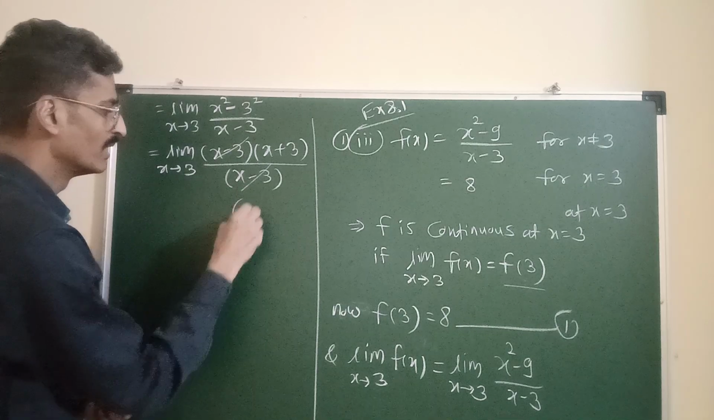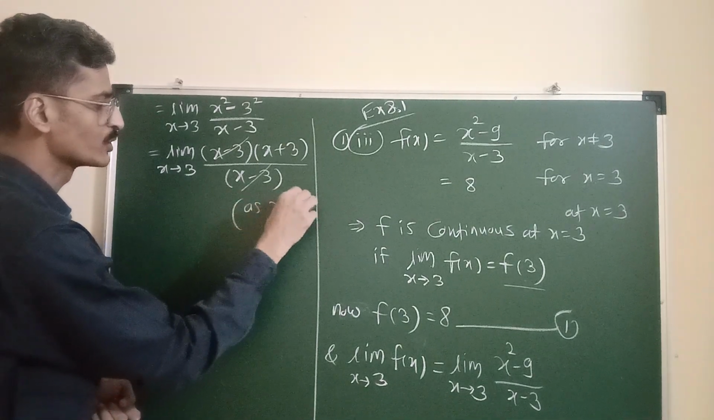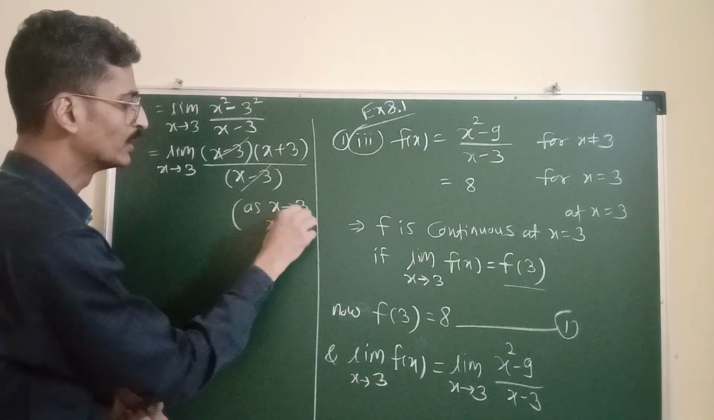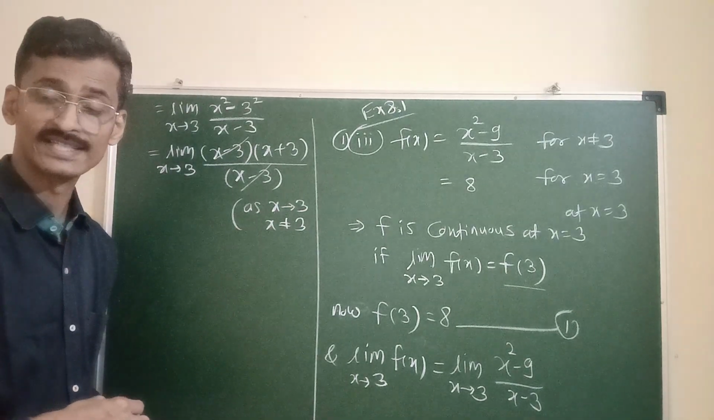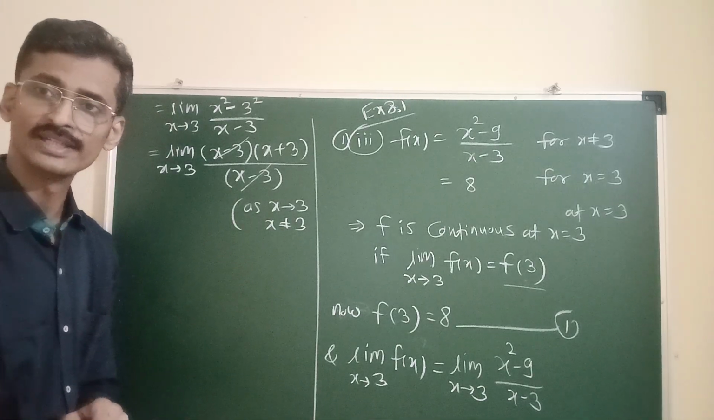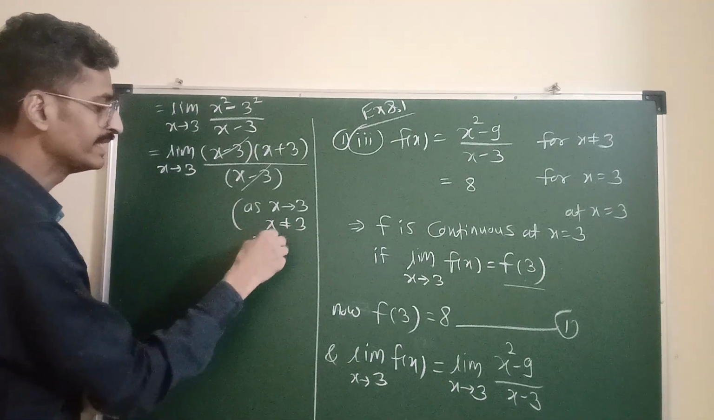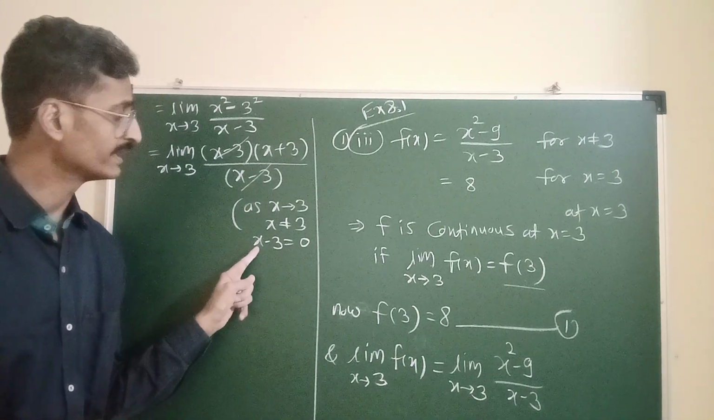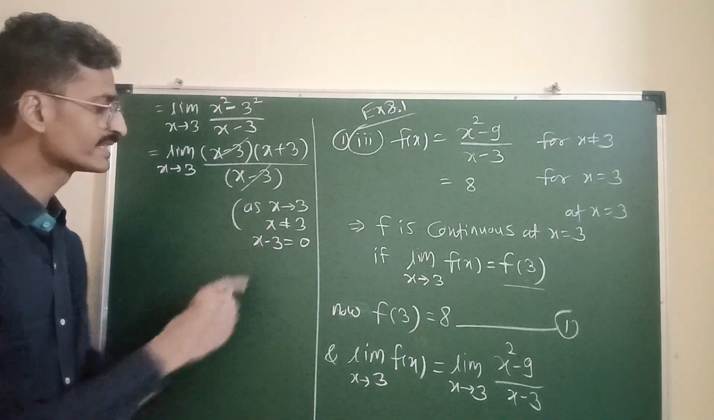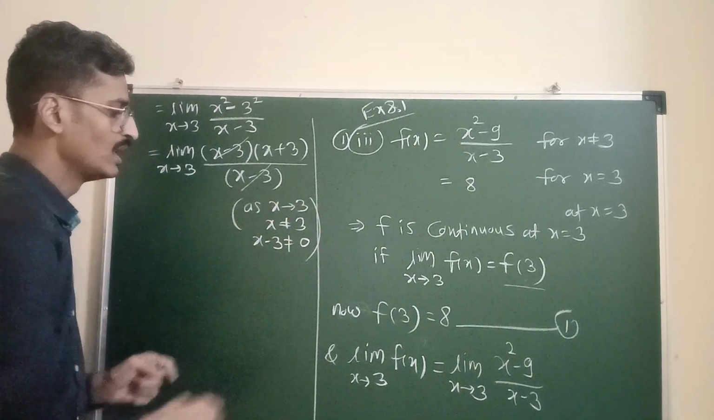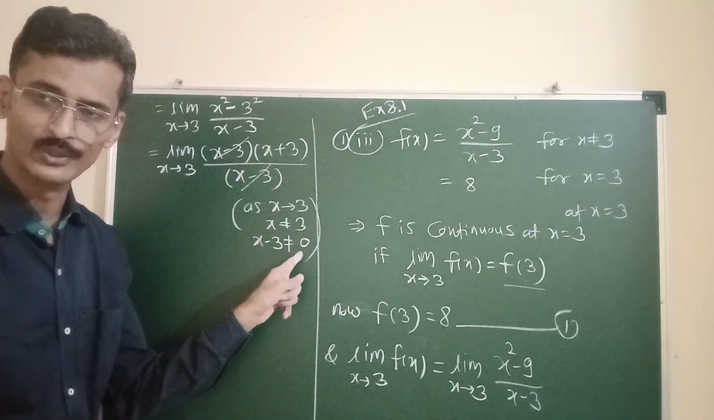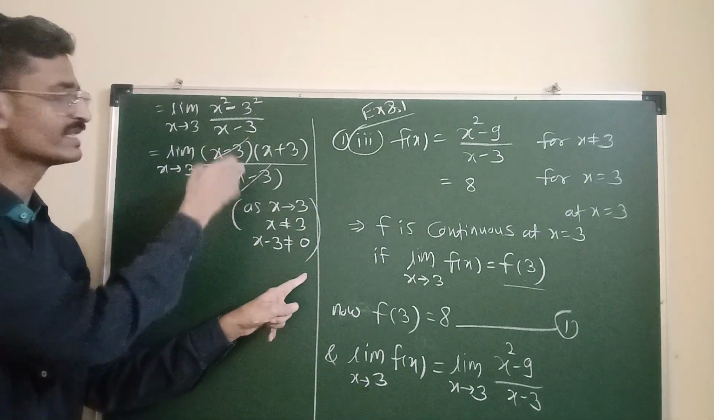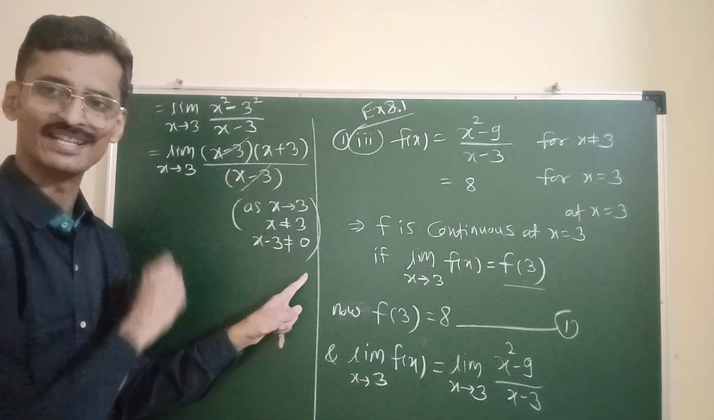So here we must prove that this is not equal to 0. How can we prove it? As given, x tends to 3, and by definition of limit x is not equal to 3. X is not exactly 3. Now x minus 3 is 0 only when x is exactly 3, but x is not 3, so x minus 3 is not 0. And as x minus 3 is not 0, we can divide both sides by it. That means we can cancel this x minus 3.